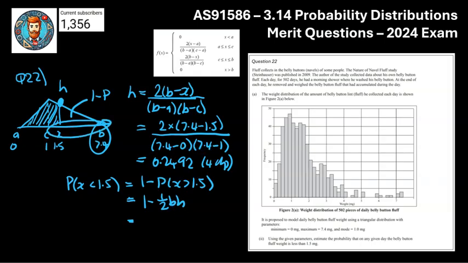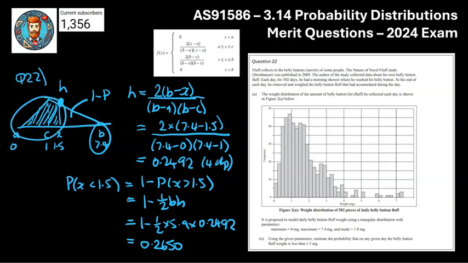So the base there is between 7.4 and 1.5. So minus them together, that's going to be 5.9, isn't it? So that there will be 1 minus 1/2 times 5.9 times the height, 0.2492. And I'm going to plug that straight into my calculator. When I did that, I got 0.2650. So that means the probability of this portion here was about 26%.